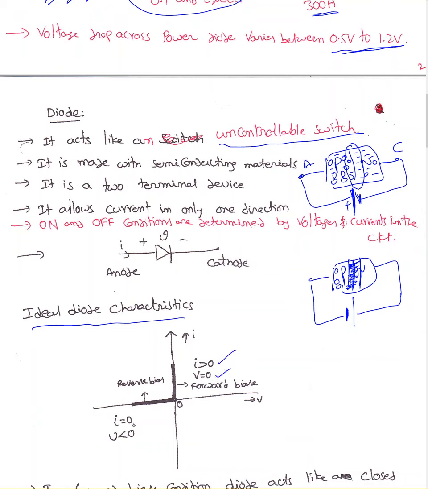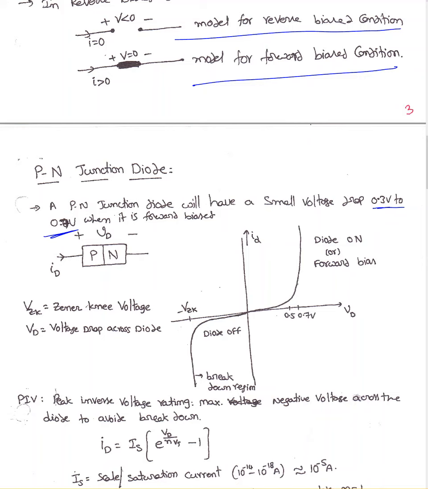Reverse biased, it acts like an open switch. Now, when it comes to the practical diode, the actual diode, there is a small voltage drop between 0.3 volts and 0.7 volts. Nowadays, in current manufacturing, I think it's around 0.5 volts. Even when you test in the lab, I think you will see around 0.5 volts.